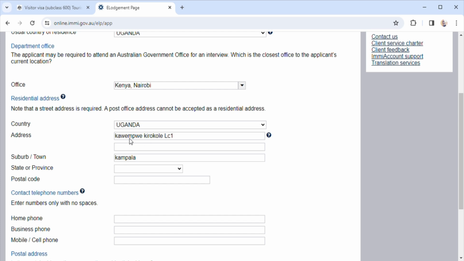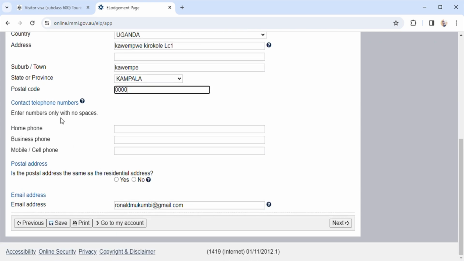Then here they are showing you Bukedia, Buyukwe. Where is the one that belongs to Kampala? Kabale, Jinja, Kagadi. These are okay. We shall put Kampala here, suburb or town. Then here we shall put Kawempe. Postal code. I think most of the time we don't have a postal code, but I think you can put 000. Enter numbers with no spaces.